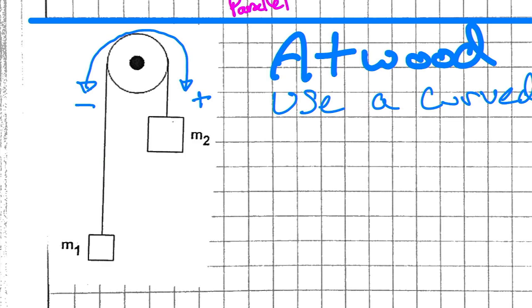That means both of their accelerations are positive. Both of their velocities are positive. Both of their displacements are positive. It makes everything positive, and it just makes it easier to deal with.